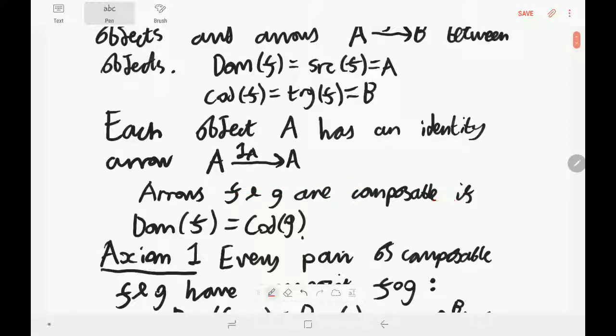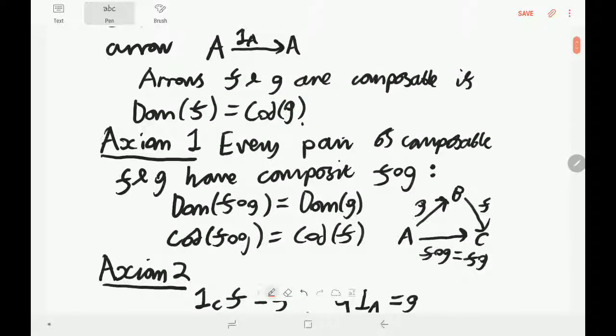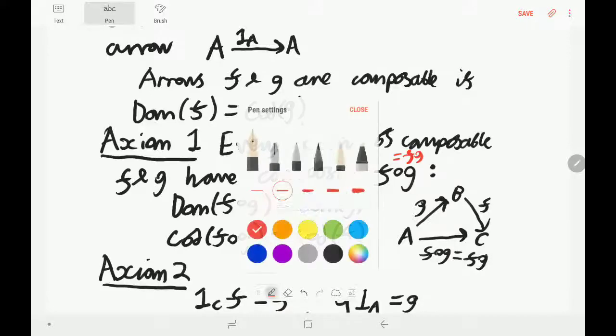Arrows F and G are composable when the domain of F is the codomain of G. There are three axioms underlying category theory. One is that each pair of composable arrows, F and G, have a composite, which is an arrow called F after G. Sometimes I'll omit the circle, I'll just write this as FG. And that's another arrow that has a domain, which is that of G, and a codomain, which is that of F, as you can see in this picture here.